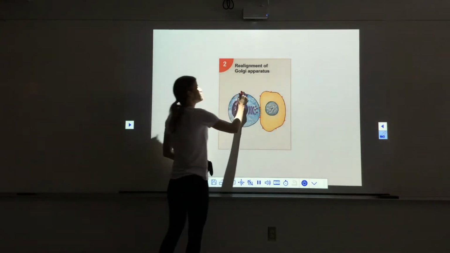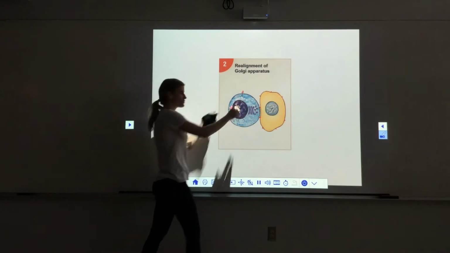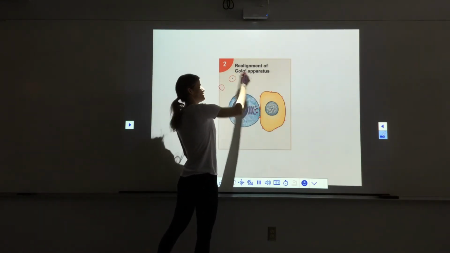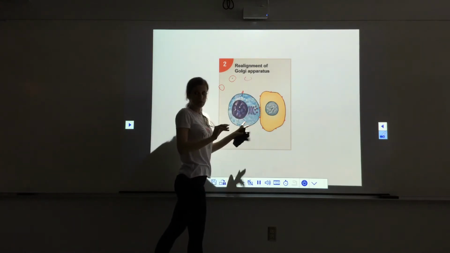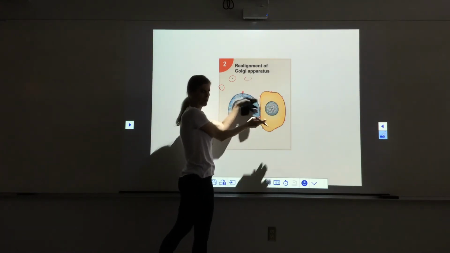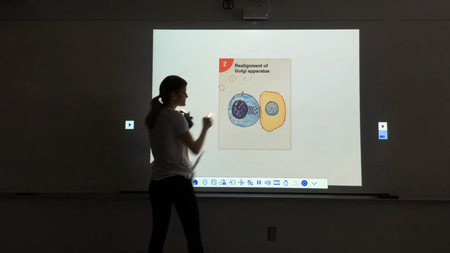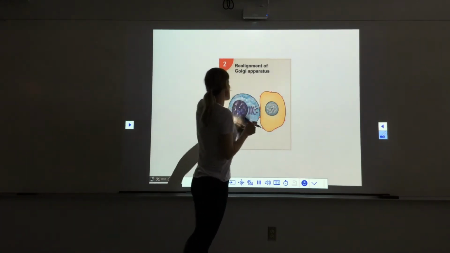We do not want them to be released over here. If they're released over here, they can go to this cell, which is healthy, or this cell, or this cell. We don't want that to happen. We want them to only go to that abnormal target cell. So the Golgi rotates towards the target cell. So you see it realigning towards the abnormal cell.